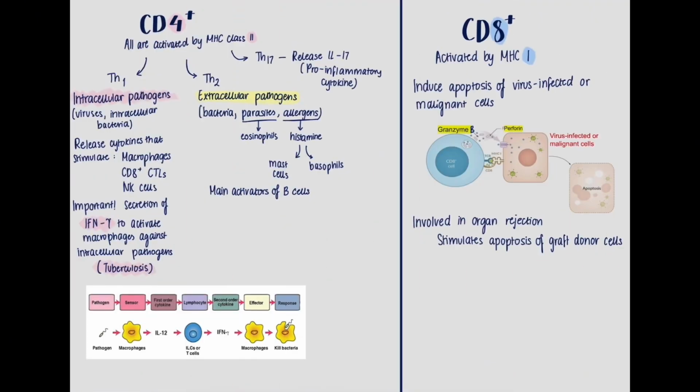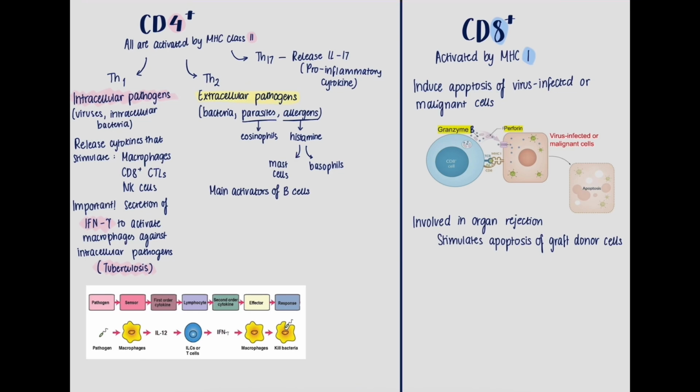So lastly, we're going to talk about CD4 positive cells and CD8 positive cells. And since we were already talking about how CD8 positive cells are going to directly kill the antigen, we'll start off with CD8 positive cells. So as we said earlier, CD8 is going to be activated by MHC1. As we said, 1 times 8 is equal to 8. And they are going to induce apoptosis of virus-infected or malignant cells or cancerous cells.